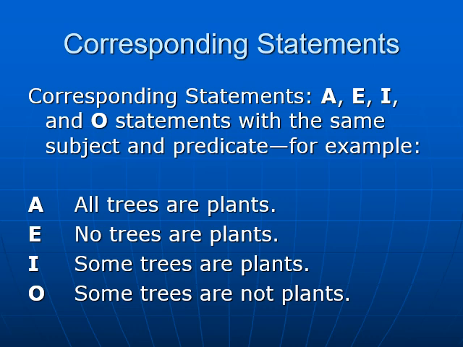In fact, if you go down the list, all trees are plants, that's true. No trees are plants, that's false. Some trees are plants, that's true again. And some trees are not plants, that's false. Now what we can do with this is we can begin to look at these and try to notice some logical relations that obtain or that hold between these different kinds of statements. I'm going to introduce and talk about 3 logical relations.